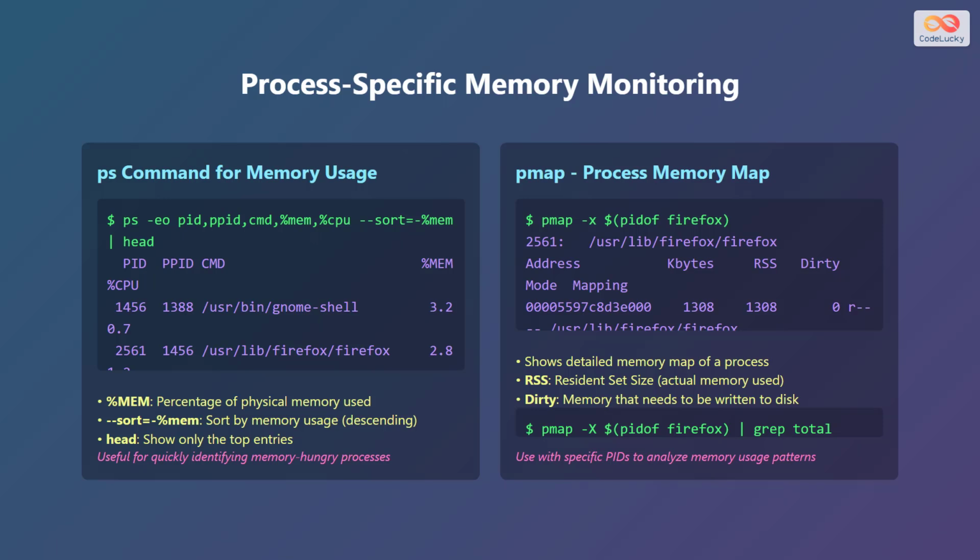You can also use the pmap command to view the memory map of a process. By typing pmap -x $(pidof firefox), you can see a detailed memory map of the Firefox process. The resident set size indicates the actual memory being used, and dirty indicates the memory that needs to be written to disk. To get a total, you can use pmap -x $(pidof firefox) | grep total. Use this command with specific process identification numbers to analyze memory usage patterns.